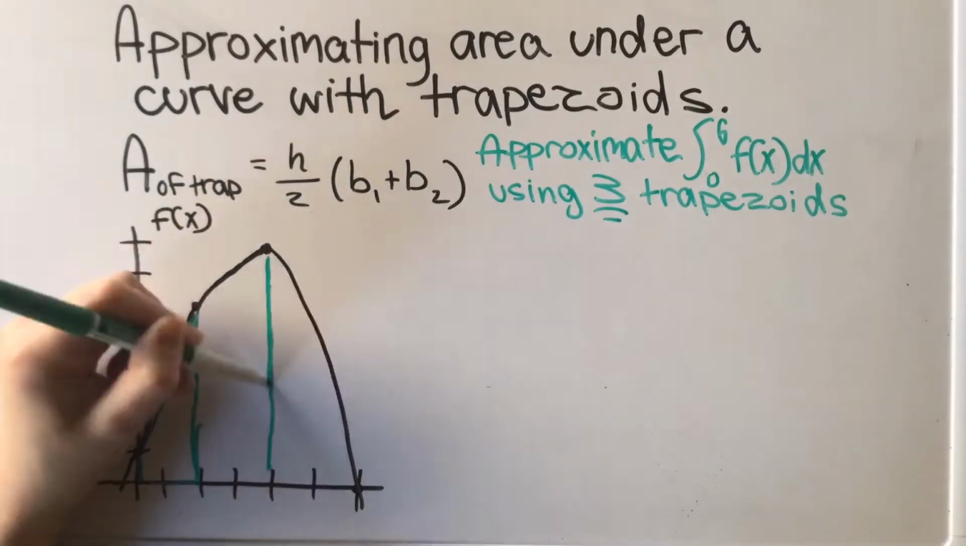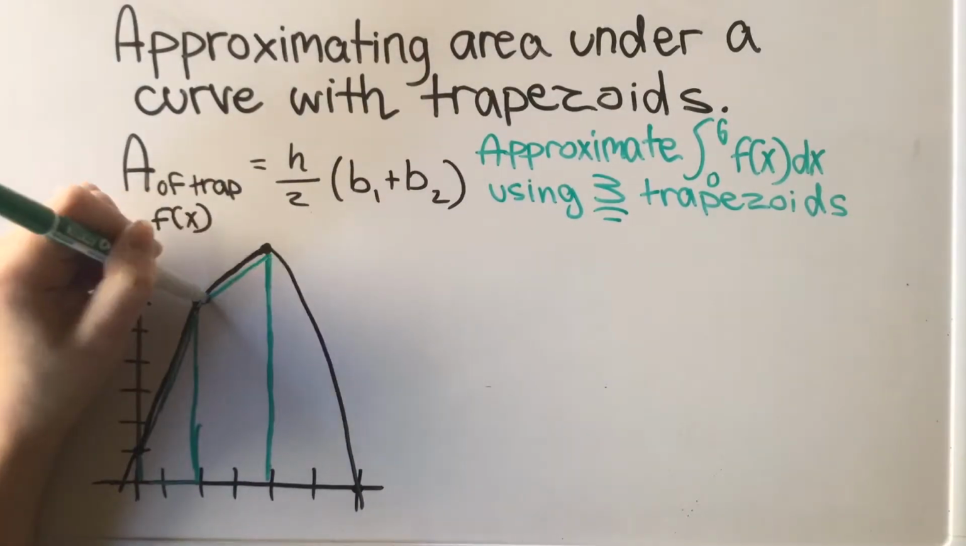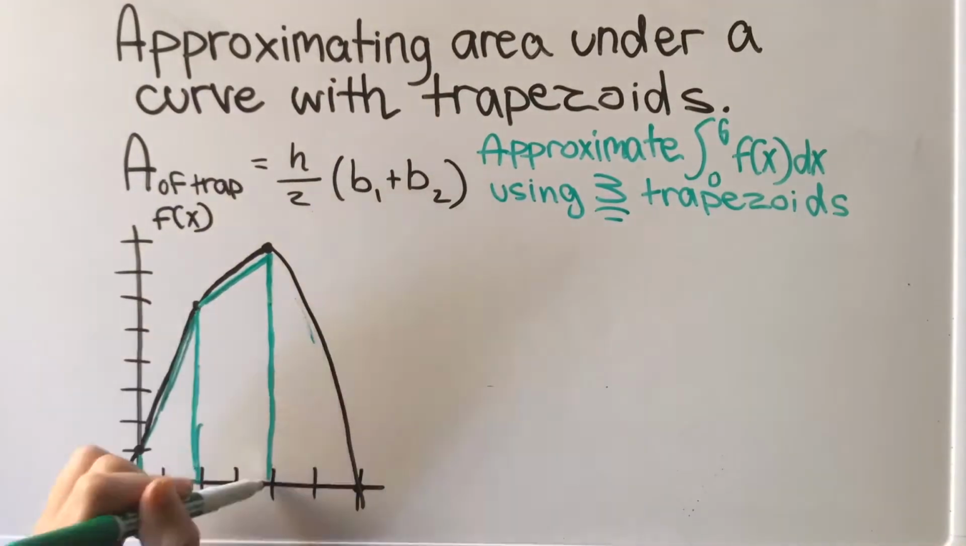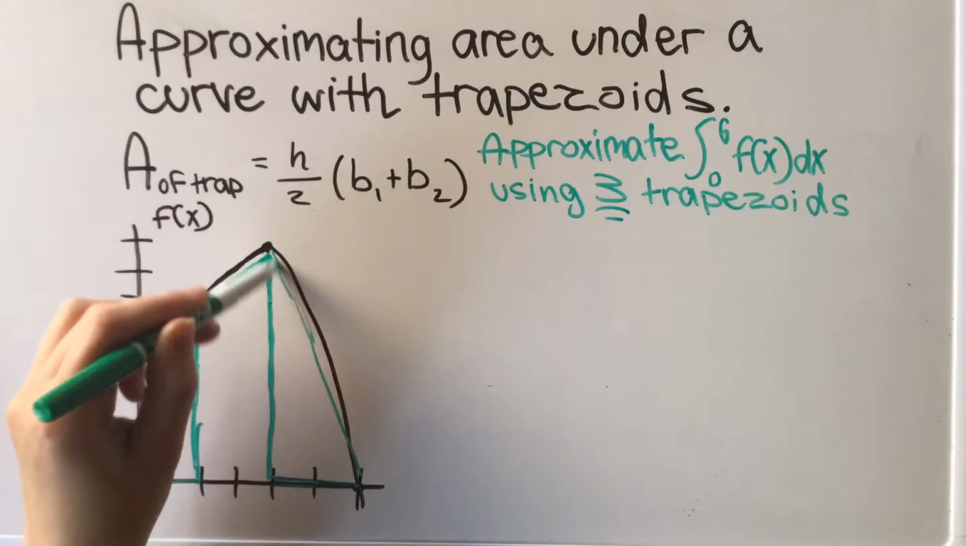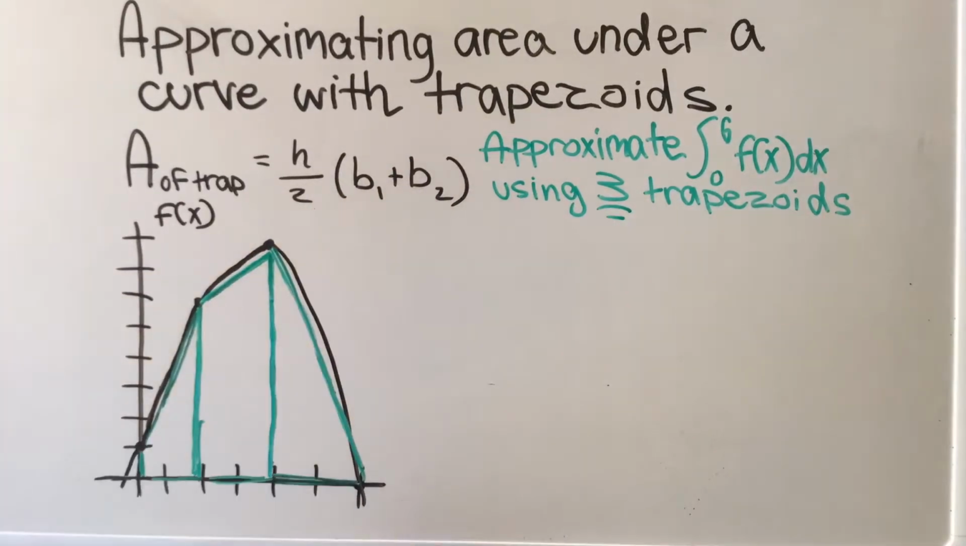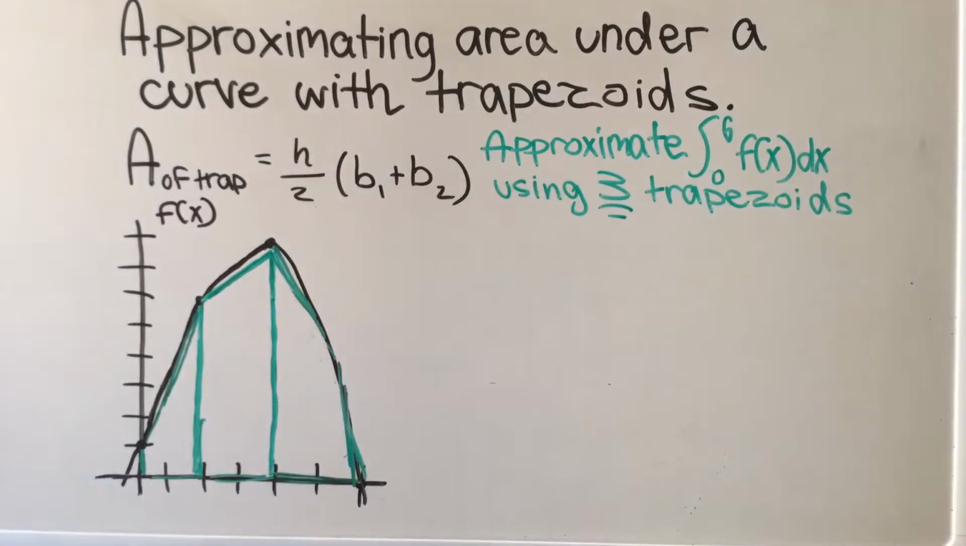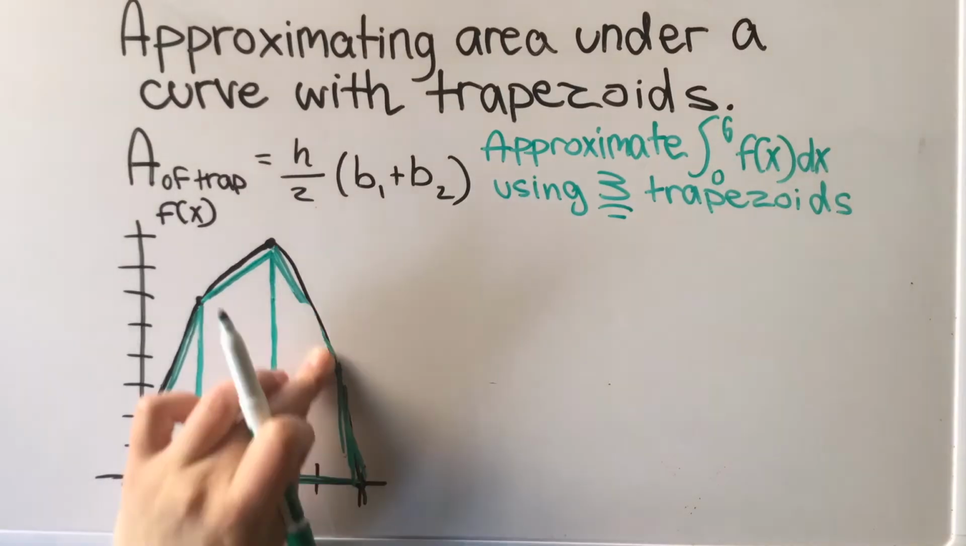And first you need to know what the width of each one is. It's going to be 2. How did I know that? I found the change in x. So it's going to be, remember, b minus a over number of trapezoids. Okay, so 6 minus 0 divided by 3 is 2. So each trapezoid is going to have that width, or kind of a height in this case, of 2. So that equally divides up this graph into 3 parts.